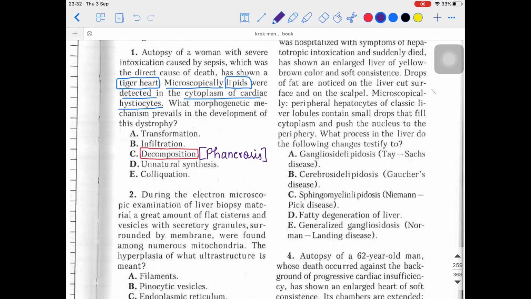Okay, so what does it mean in simple words? Whatever structures are present over there, they will not be aligned in the proper manner wherever they are present. For example, if I am talking about the cardiac histiocytes, lipids should not be there, isn't it? But if the lipids are present, which means they are going to disintegrate the normal anatomy of the membranous structure of these cardiac histiocytes, isn't it? So that is the thing which I'm talking about as far as decomposition is concerned.